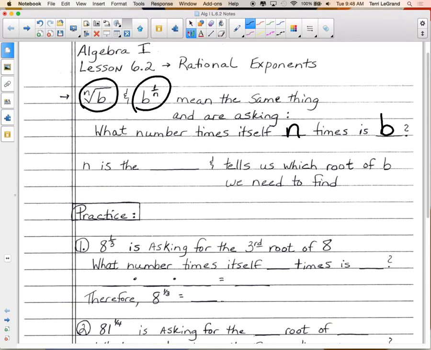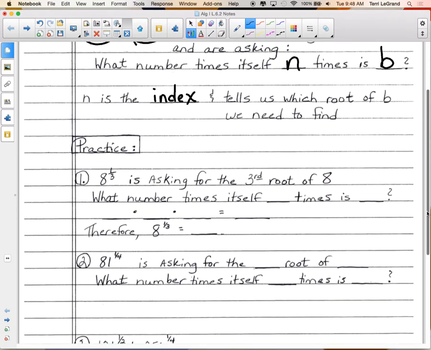What number, n times itself, so n factors of that, when you multiply that many n's, you should end up with b. We call n the index. It's kind of an important mathematical term you understand. N is the index. Another way to talk about the index is they often call it the root. It's looking for the root of b, and that's what we're going to need to find. So n is the index, and he's saying, okay, help me get the root of b.